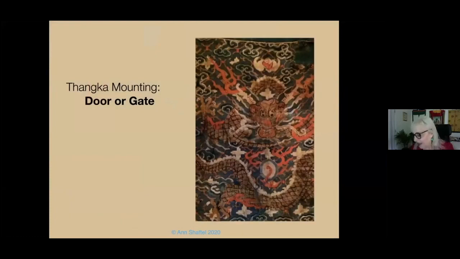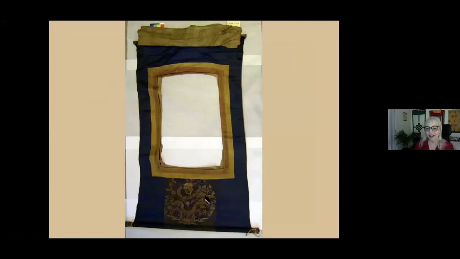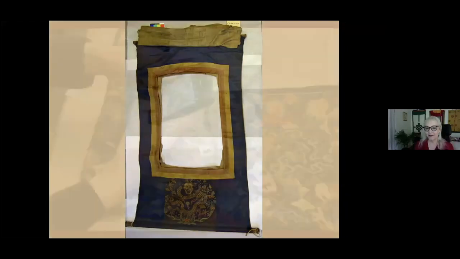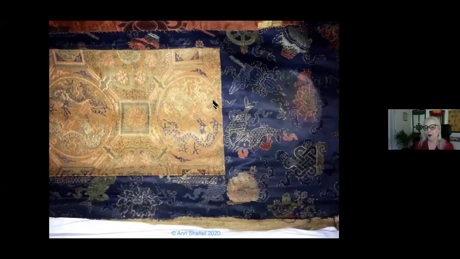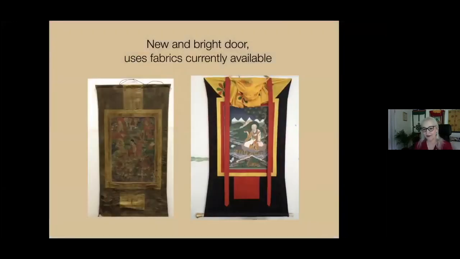Let's go to the door or gate. The thangka, its mounting itself, has its own iconography, which is different than but complementary to the painting. The door or gate located here welcomes you into the world of the thangka. The best quality patch of fabric was used. It's rare that you have the whole mounting with this quality fabric. You could see the door or gate, sometimes at the bottom, sometimes both the bottom and the top, to welcome you in to the world of the thangka. Here's a contemporary door or gate.